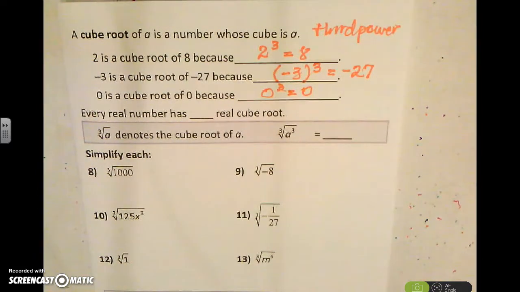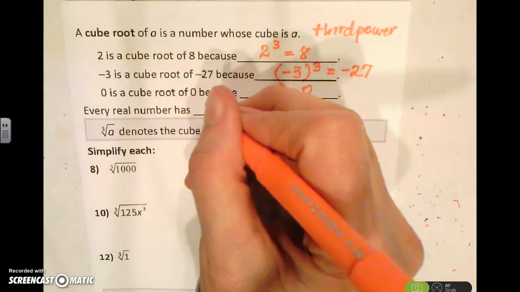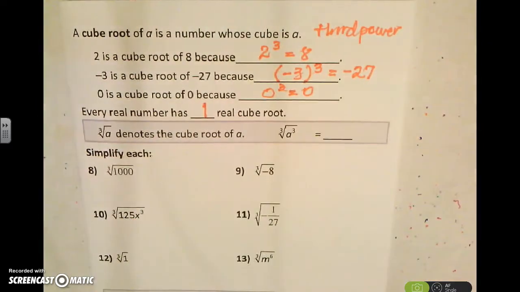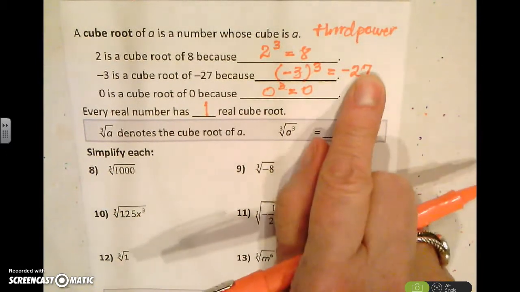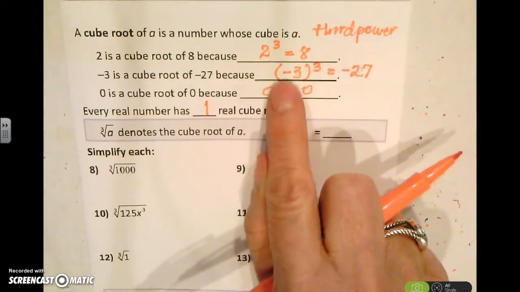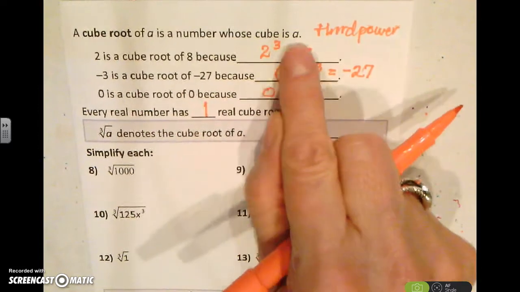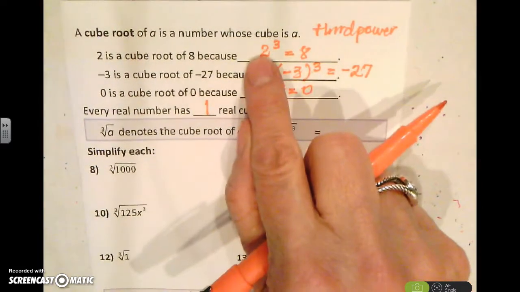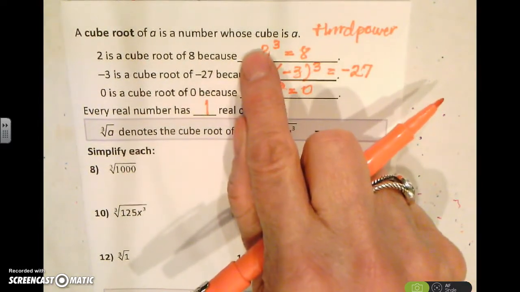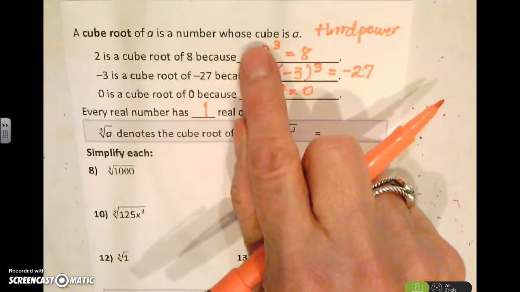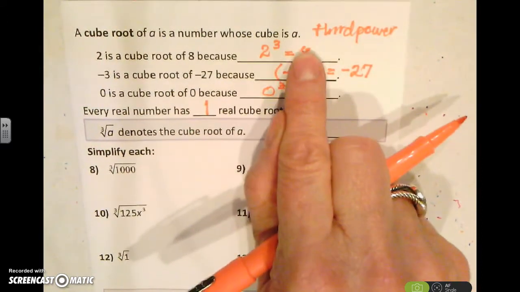Every real number has only one real cube root. Instead, with the square roots, there were two of them, a positive and negative possibility. But with cube roots, the cube root of negative 27 is going to be negative 3, and the cube root of positive 8 can only be a positive 2. Because if I made it negative 2 and multiplied it times itself 3 times, I would get negative 8.